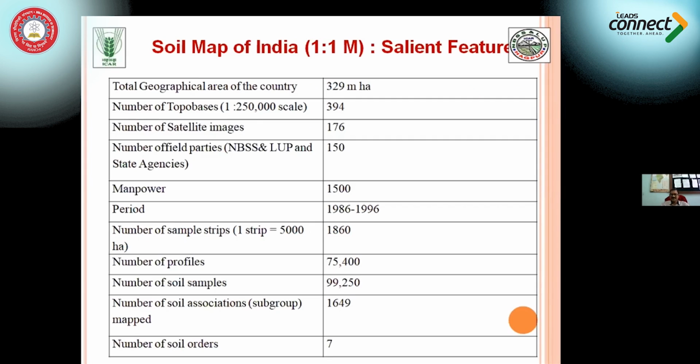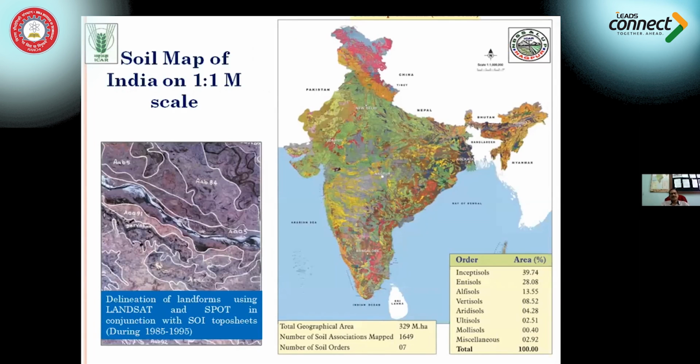The number of samples is 100,860, the number of soil profiles studied in the whole program were 75,400, and the number of samples were 9,250. After doing all these things, we prepared the soil map at the subgroup level, and the mapping units are 1,649 for the country. It was concluded that in India, out of the 12 soil orders, we have only 7 soil orders. So this is the soil map of India. For preparation of this map, the landforms were delineated using Landsat and SPOT in conjunction with the Survey of India topo sheets.